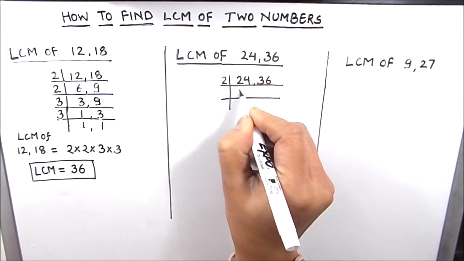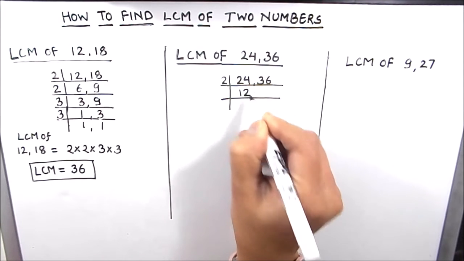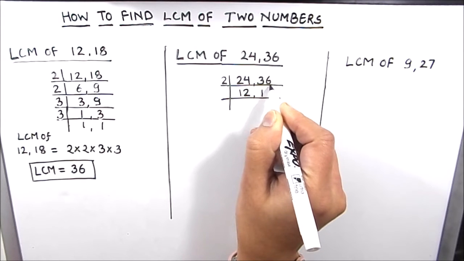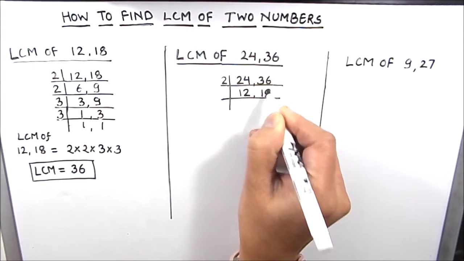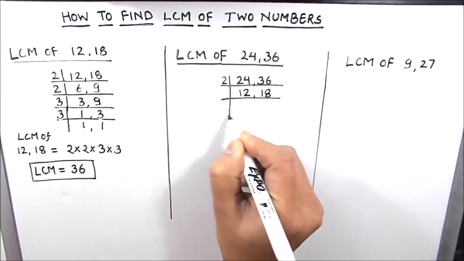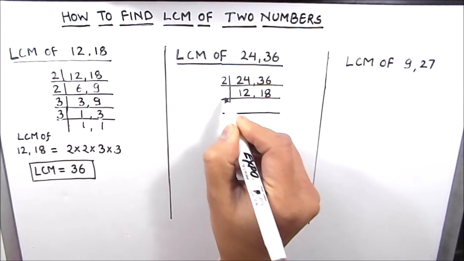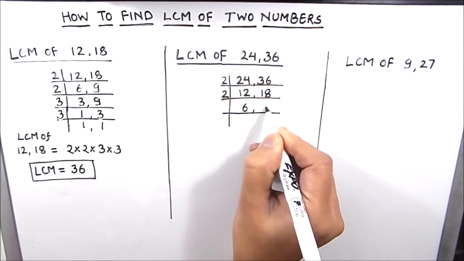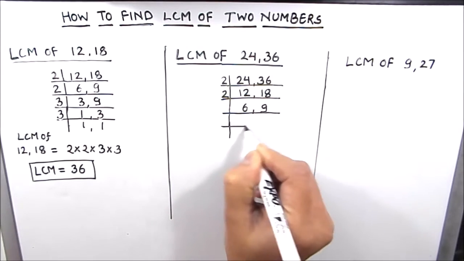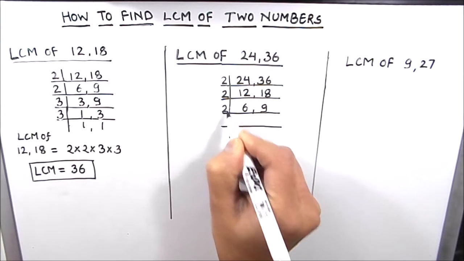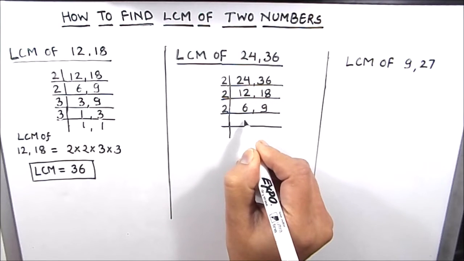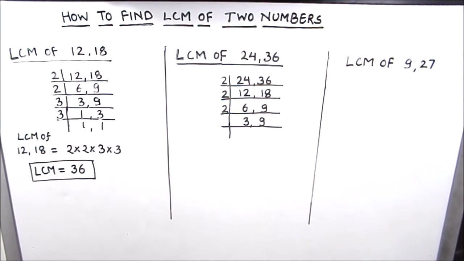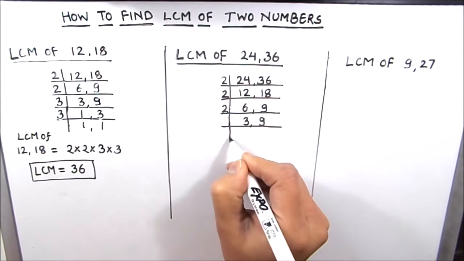2 times 12 is 24 and 2 times 18 is 36. Again 12 and 18 are even numbers, we can use 2 to divide the two numbers. 2 times 6 is 12 and 2 times 9 is 18. Out of 6 and 9, 6 is divisible by 2, so we are going to use 2. 2 times 3 is 6 and 9 is not fully divisible, so we'll write it as is.